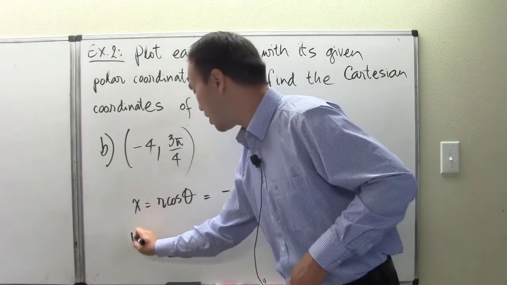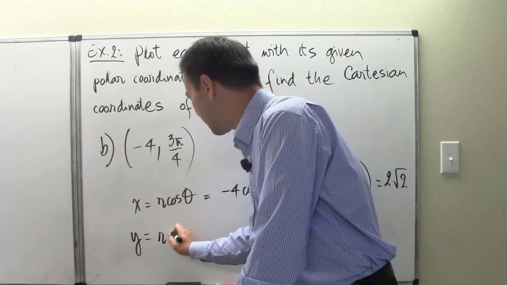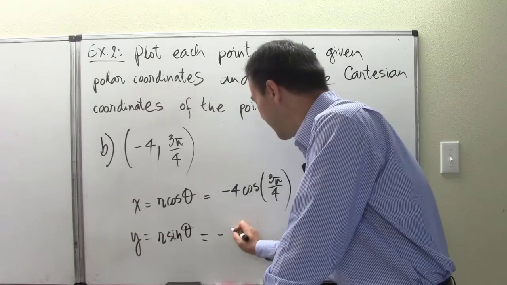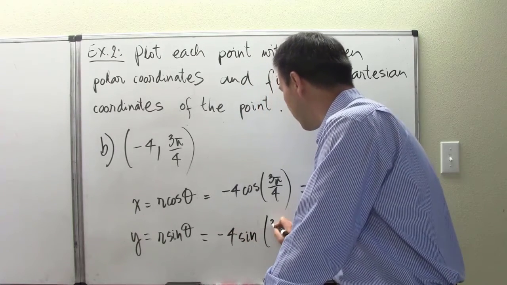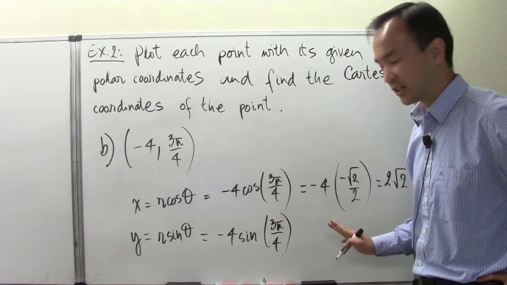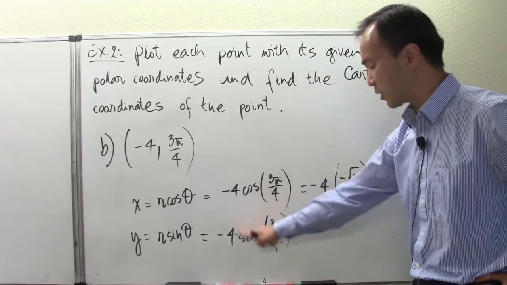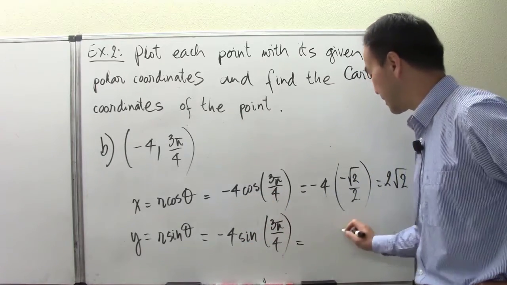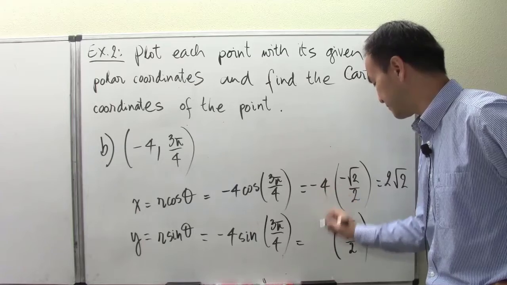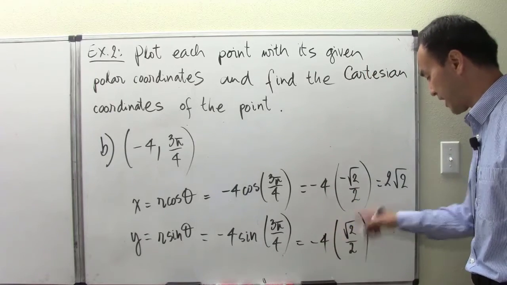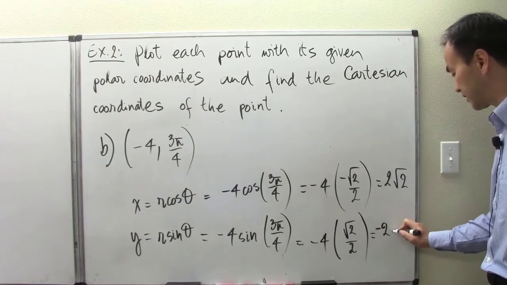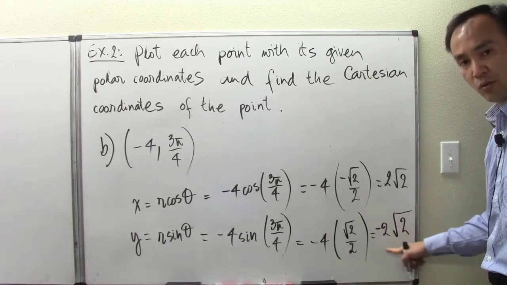Now let's calculate the y coordinate. So y equals r times sine of theta, and that gives me -4 times sine of 3 pi over 4. You have seen that in the picture earlier, so it's even easier to calculate. Sine of 3 pi over 4 is a positive square root 2 over 2, but now we're multiplying that with -4. So the 4 cancels with 2 here, and it leaves me with -2 square root 2. So this is our y value.